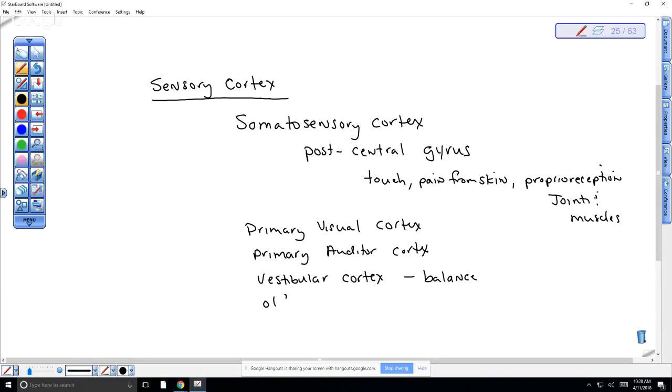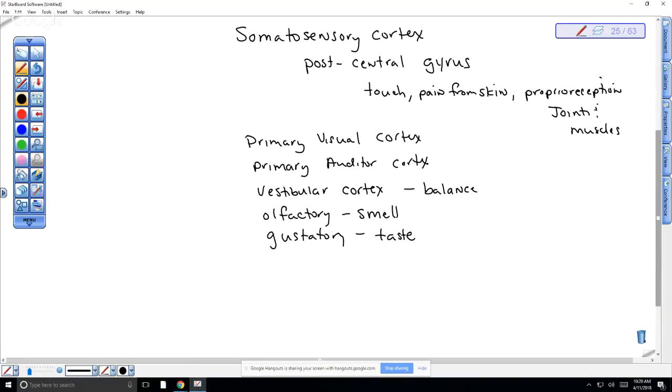Olfactory, which would be what? Smell. Gustatory. What do you think? Taste. And then we have the visceral sensory. So this is organ, right? So the viscera, the organs in the body. Like the stomach, for example, or the heart, or the lungs.